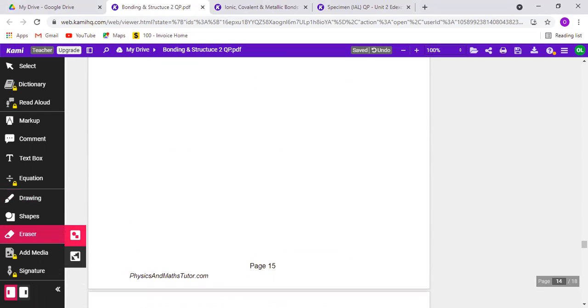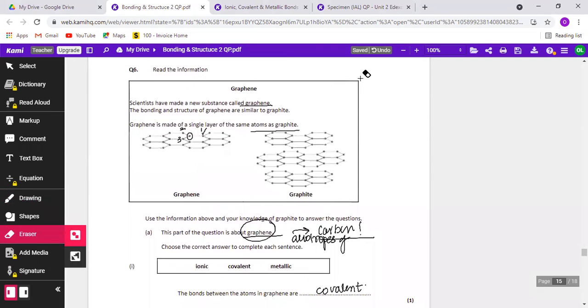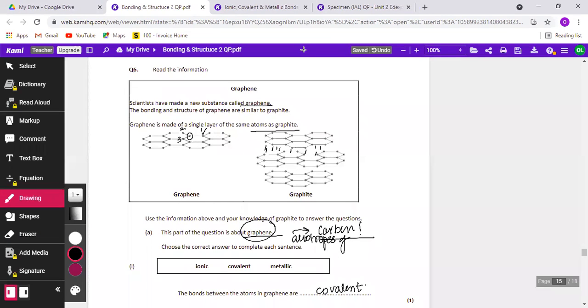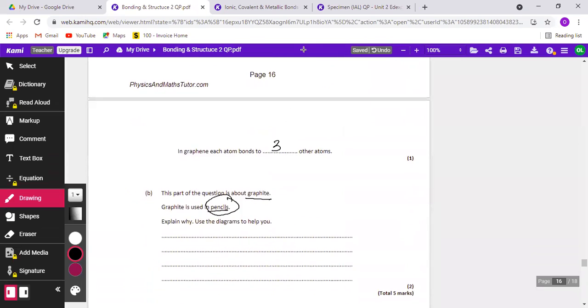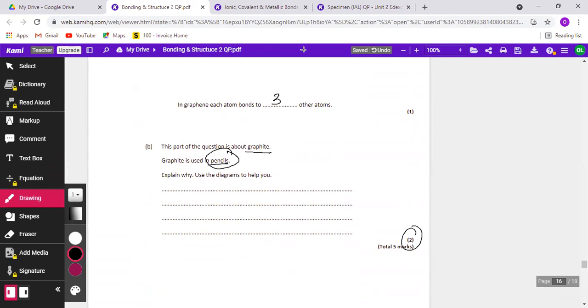If you look at the structure, can you see that there are no bonds between the layers? So they'll have weak intermolecular forces. This is representing weak intermolecular forces, right? Due to these weak intermolecular forces, when the pencil rubs, these layers break off easily, and graphite is left on the paper. Getting it? So this is all you need to explain here for a 2 marker.